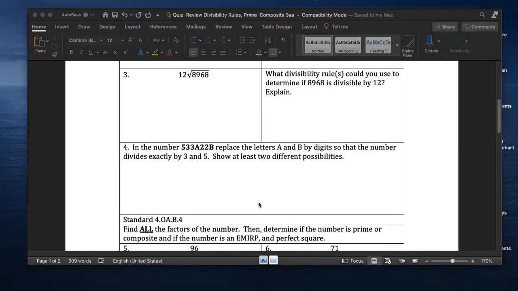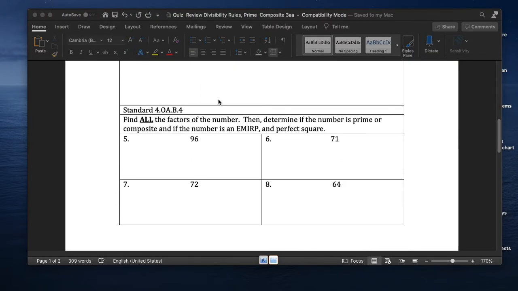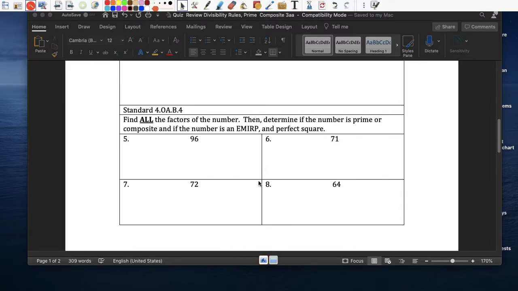So the bottom one says, find all the factors first and then tell me if it's prime or composite. Okay, so let's find all the factors. So let's go 1, 96, 2, 48, 3, 32, 4 and 24. No, 5. 6, yes, 6 and 16.